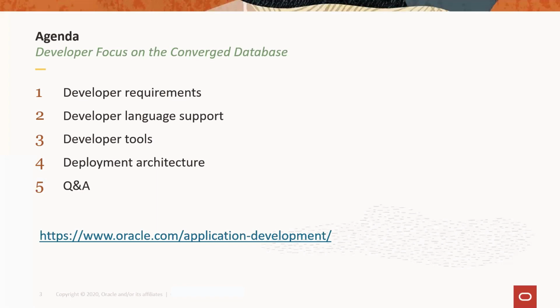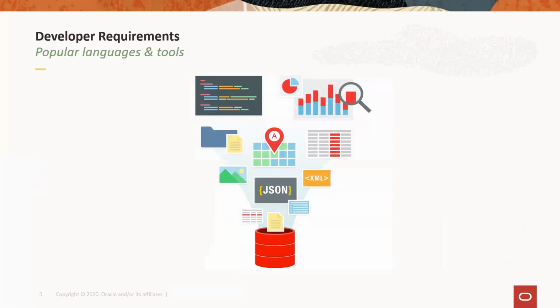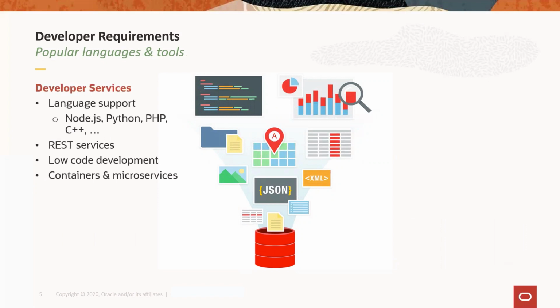So let's get into this. What is it that developers actually require? I'm guessing you already have a pretty good idea, but let's just summarize this at a high level. First and foremost, developers have their favorite languages and their favorite tools, and they want to know that they have the flexibility to use these tools and any other tool for that matter, even if things come along in the future.